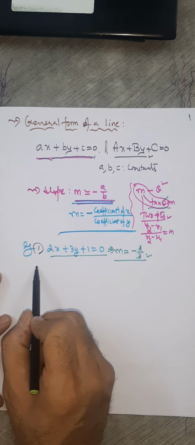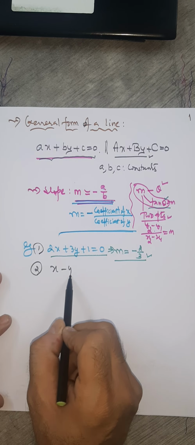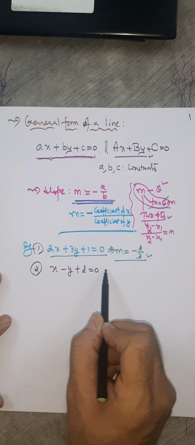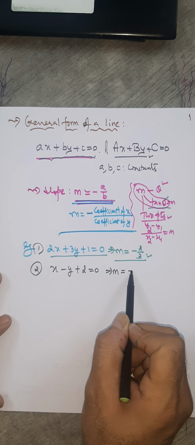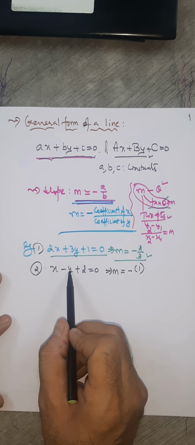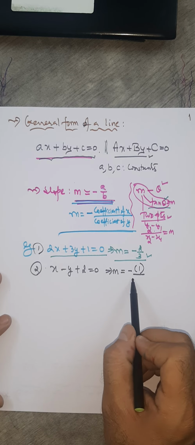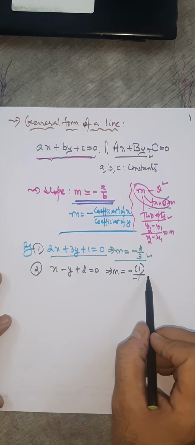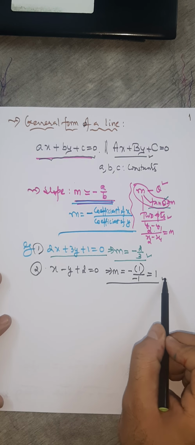If you are given, for example, x minus y plus 2 equals to 0, what is the slope here? Minus a by b. a means the coefficient of x, which is 1. b means the coefficient of y, which is minus 1 here. So finally the slope will be 1 here.